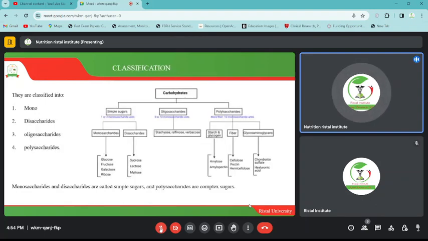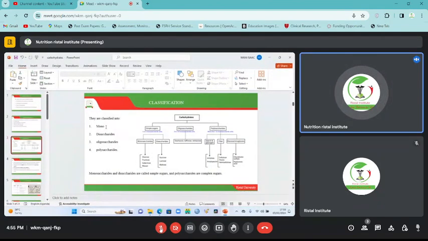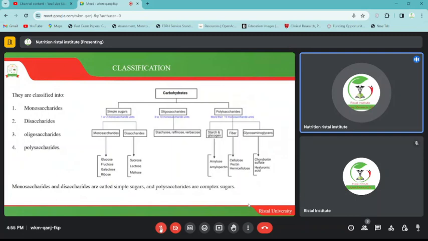So we get to classify our carbohydrates. Carbohydrates are classified into simple sugars, oligosaccharides and polysaccharides. And the best classification that we have here is monosaccharides, disaccharides, oligosaccharides, and polysaccharides.